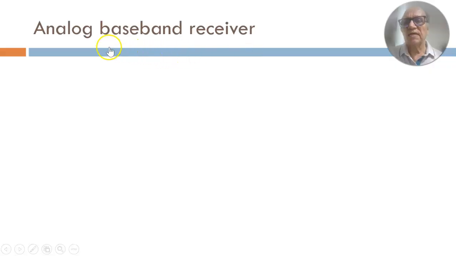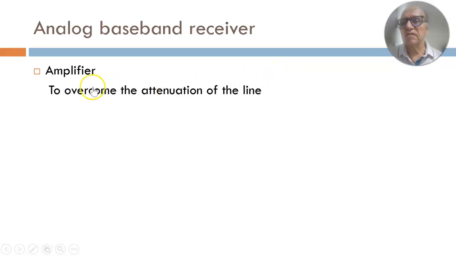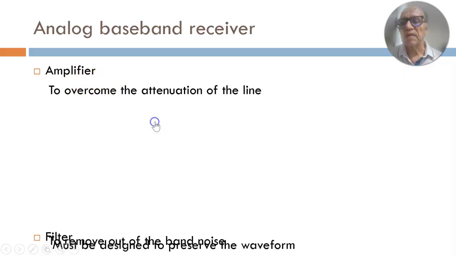So in order to do that comparison, let us first of all see what are the various processing blocks in the analog baseband receiver. The first thing, of course, you need is the amplifier, because any signal which travels along the transmission line will necessarily get attenuated. Therefore, you will always need to do amplification as the signal is received. So this is the first block.